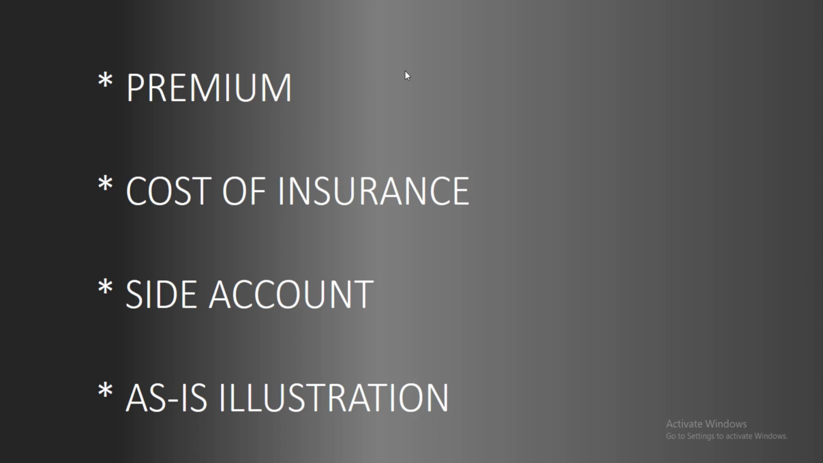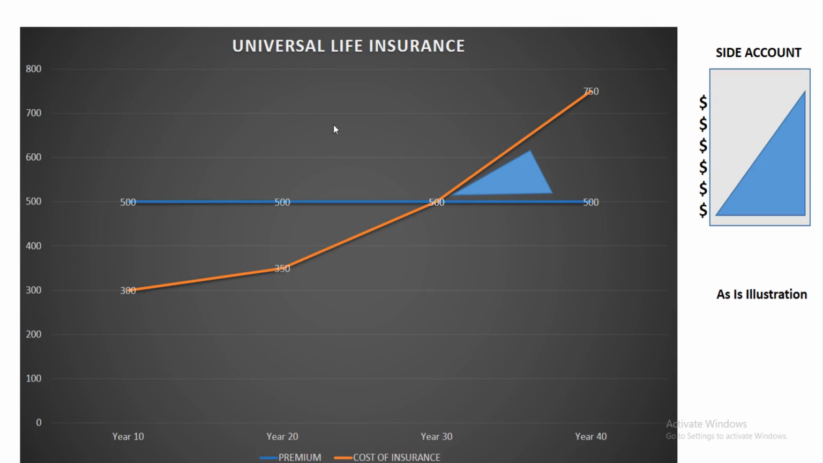The last key point, which I will dive deep into, is the illustration. I believe you will understand this after I explain these first three. So with that, let's go into a graphical explanation so that you understand the whole picture in clearer detail. If you look at this chart, the orange line signifies the cost of insurance.